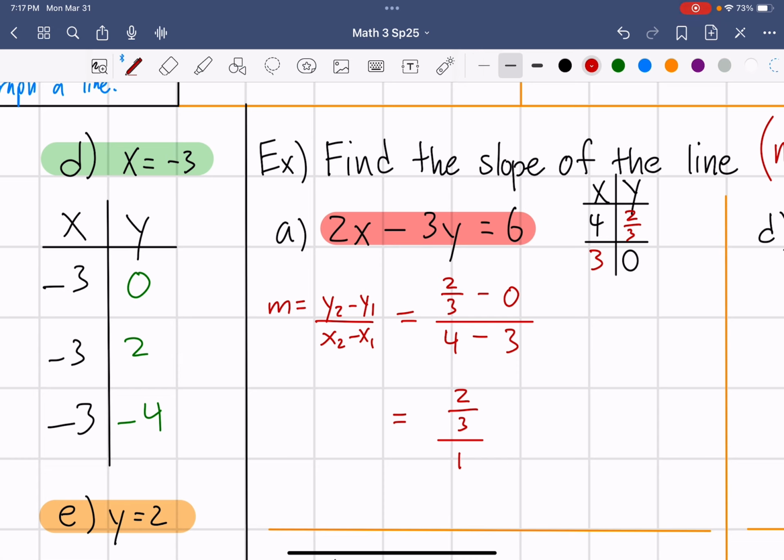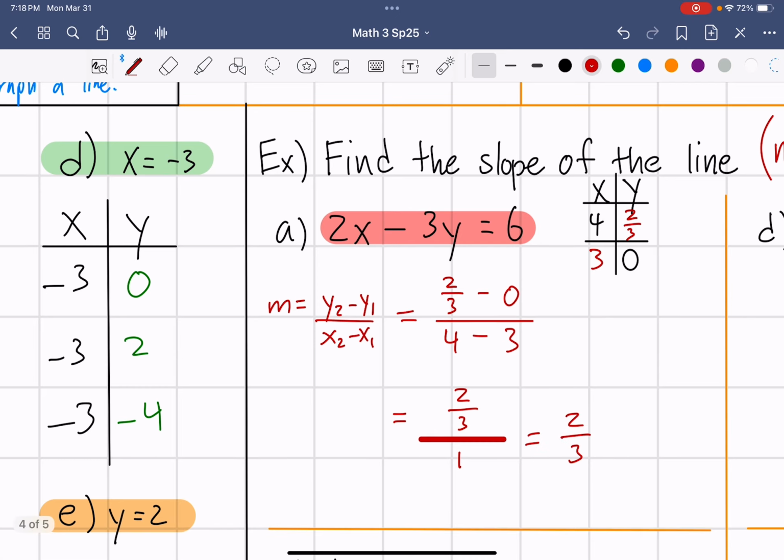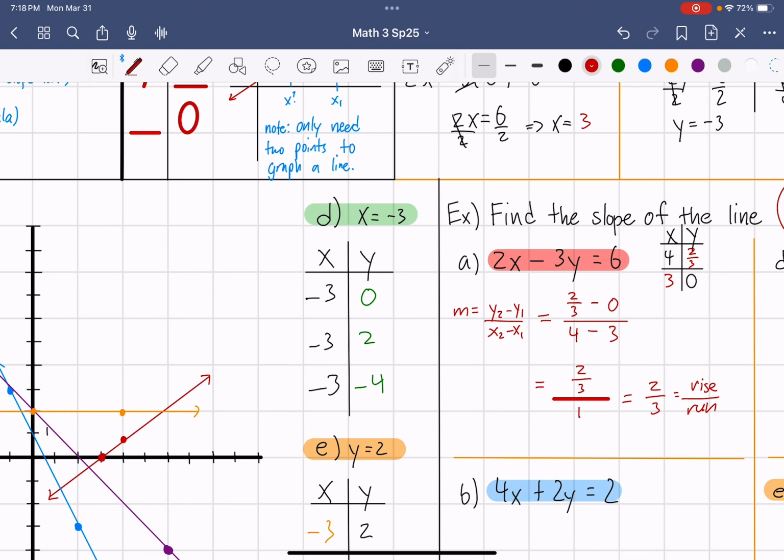Now you do want to be careful and recognize that this is your original fraction. Usually when you're dividing with fractions, you multiply by the reciprocal of the denominator. But right now the denominator is just 1. So 2/3, anything divided by 1 is just going to be that number being divided. So this is going to give me a slope of 2 over 3. Remember, this is my rise over run.